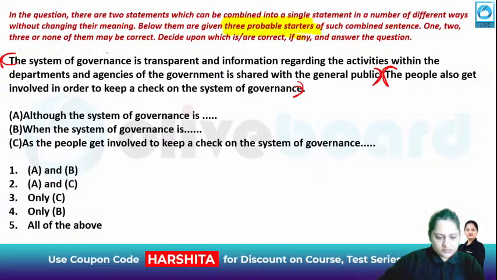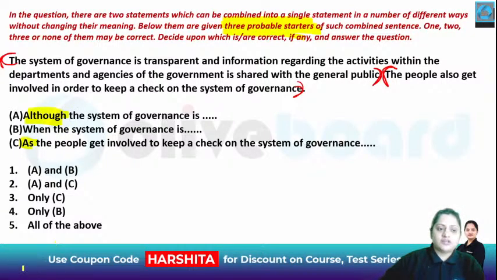Now, guys, Rohini, very good evening. So what will you say? Answer here. It is when the system of governance is transparent and information regarding the activities within the departments and agencies is shared with the general public. When this happens, the people also get involved in order to keep a check on the system of government. Although gives contrast, we are not giving contrast here. As the people get involved, it gives reason.